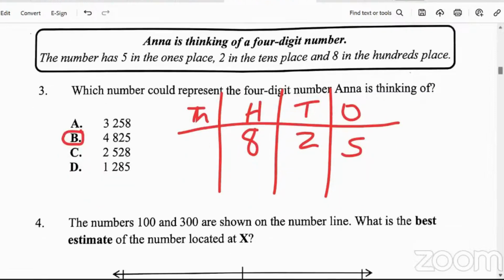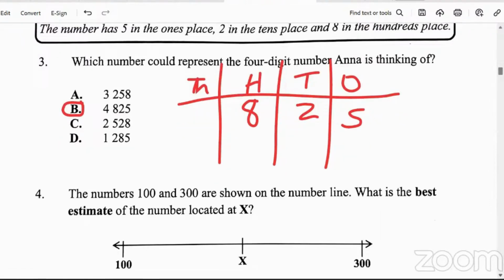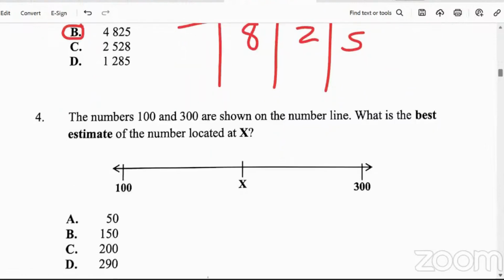You don't necessarily have to draw the table that I did, but sometimes some students have to see things in picture form, graphic. They have to draw diagrams and tables to see. So that's what I did.